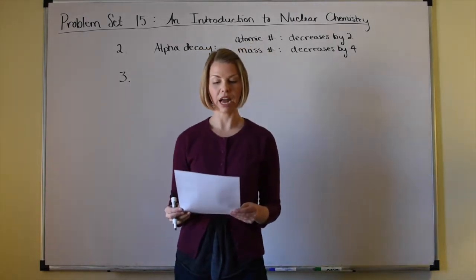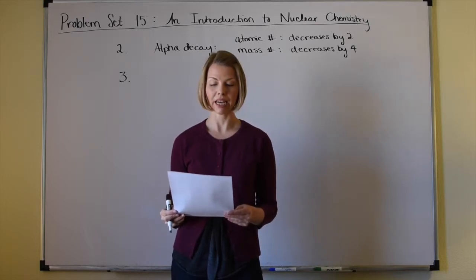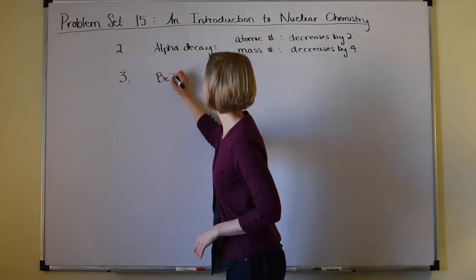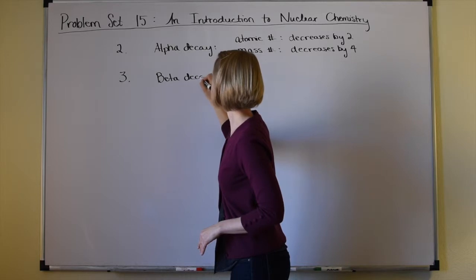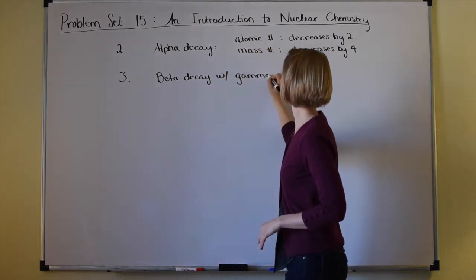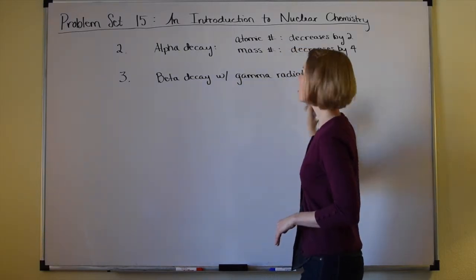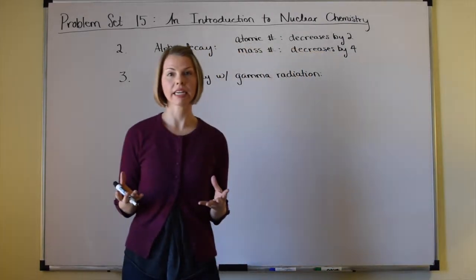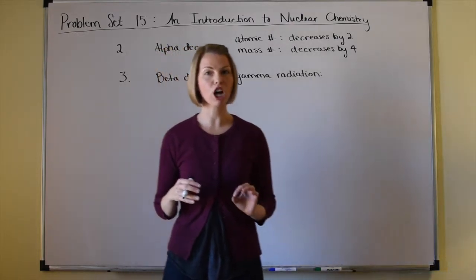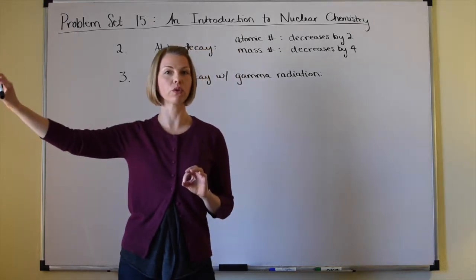How does the mass number and atomic number of a radioisotope change when it undergoes beta decay with the release of gamma radiation? So I'm going to write up here beta decay with gamma radiation. So remember that in beta decay, a neutron decomposes into a proton and a beta particle, an electron, which is ejected out of the nucleus.